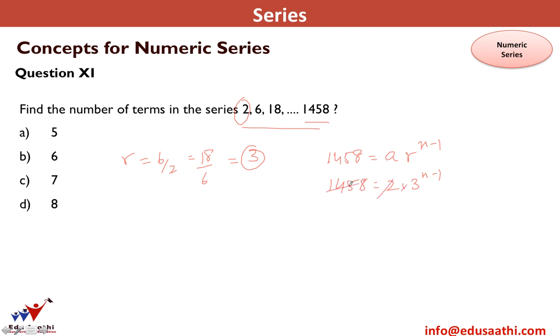So if I cancel out 2, then I get 729 is equal to 3 raised to power n minus 1. I know that 3 raised to power 6 is 729. So 3 raised to power 6 is equal to 3 raised to power n minus 1. So n minus 1 is equal to 6, or in other words, n is equal to 7. What is the correct option here? 7.